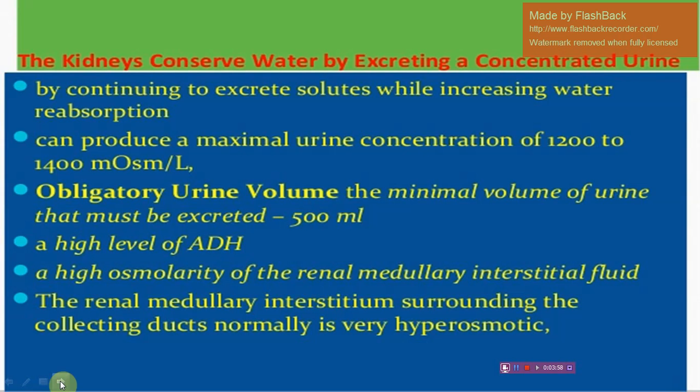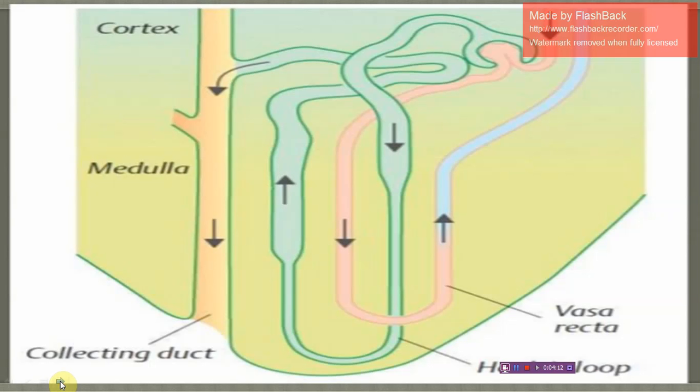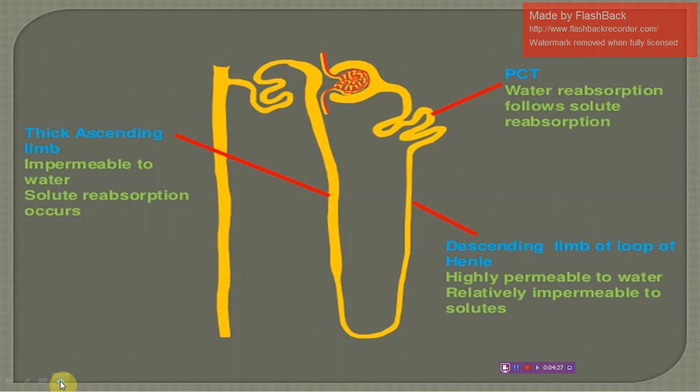A high level of antidiuretic hormone and a high osmolarity of the renal medullary interstitial fluid are needed. The renal medullary interstitium surrounding the collecting ducts normally is very hyperosmotic. Then this is the picture showing how the vasa recta is present with the juxtamedullary nephron. This is another picture.